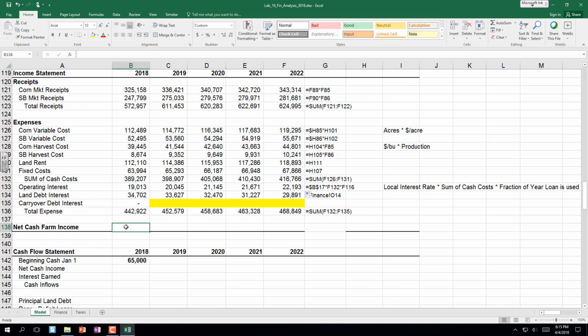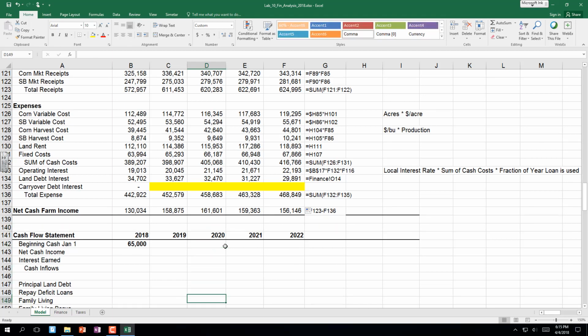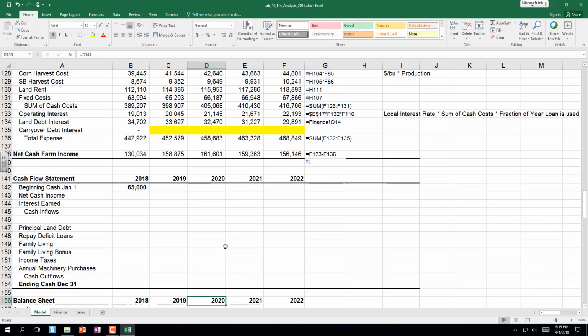Now, net cash income. This is the hardest one of all. It's equal to total receipts minus total expenses. If we've got similar numbers at that point, we're really doing good. Now we can go into the cash flow statement.